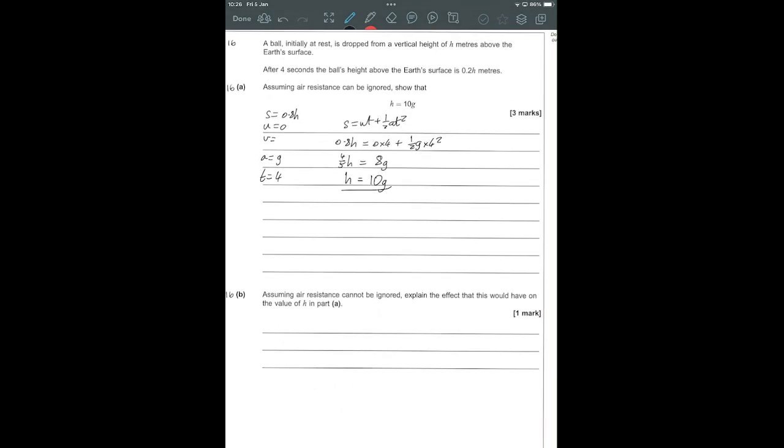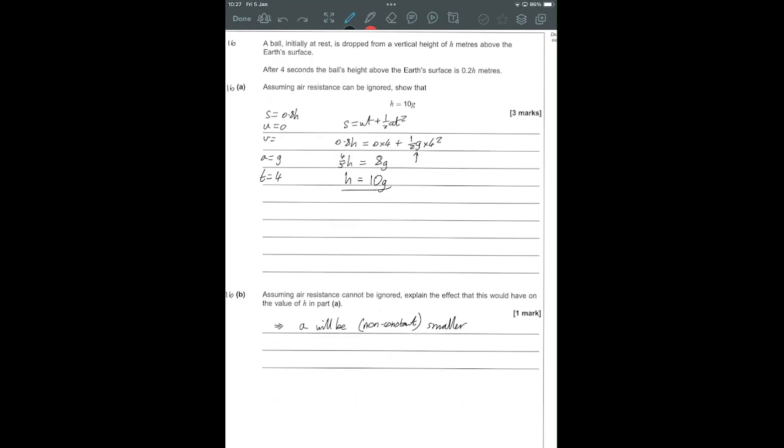Assuming air resistance cannot be ignored, explain the effect this will have on the value of h. If air resistance is not ignored, that will imply that while we're accelerating downwards, we'll accelerate at a slower rate if there are particles slowing us down. This will imply that a will be, well, it won't be constant, but the important thing is it will be smaller over the whole process. So we're looking for where a was. Well, a is this little bit here, which gave us that term, which gave us that term.